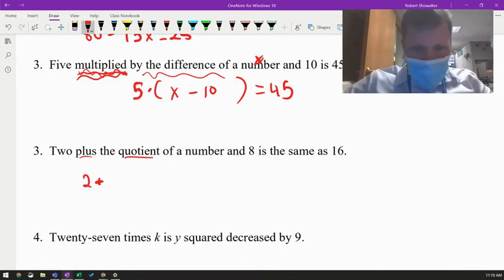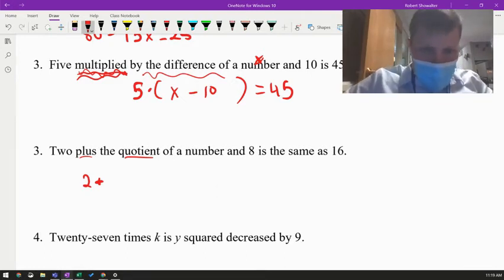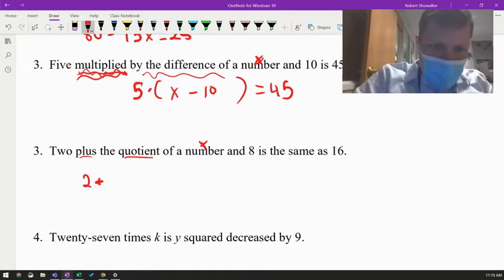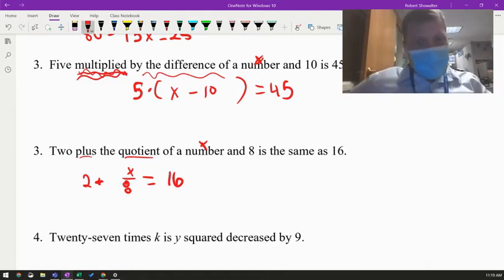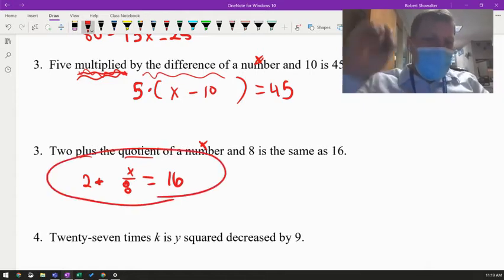Okay, 2 plus the quotient of a number. So quotient, divide, of a number and 8 is the same as 16. I mean, that's like equals or is. Okay. All right, let's get it.